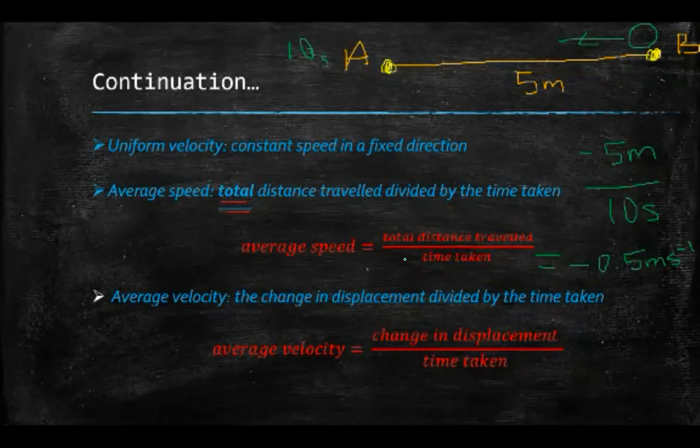So for speed, it wasn't important. I did not need a sign. I could just put 0.5 meters per second and move on. Velocity, because it is a vector quantity and it has both magnitude and direction, I have to include the sign. And in this case, I'm moving to the left, which indicates a change in direction. So it has to be a negative sign. Do you understand that? Going once, going twice. Okay.